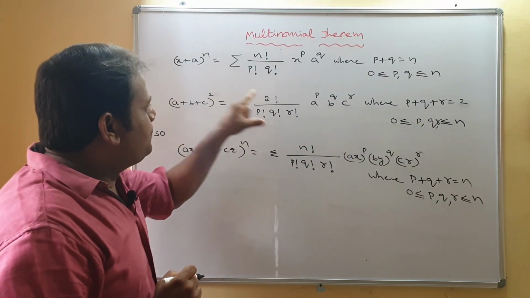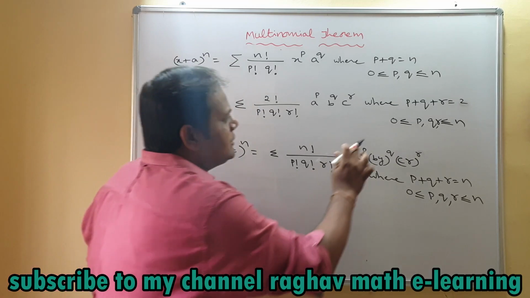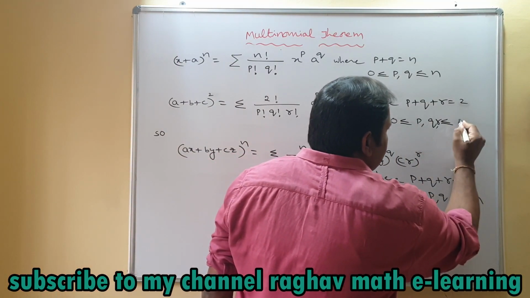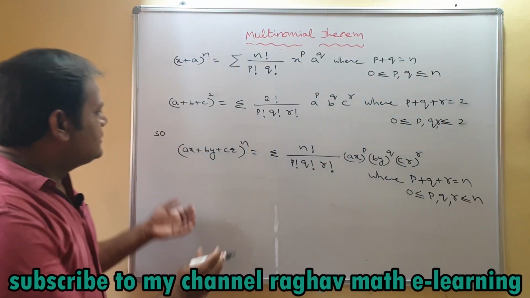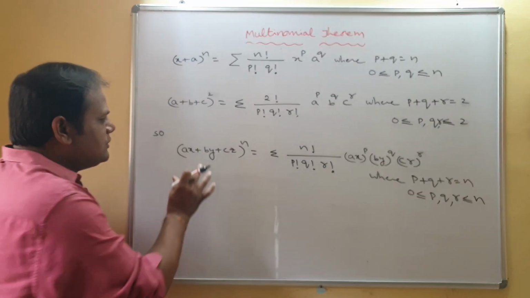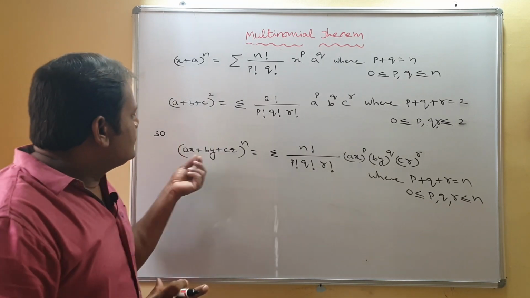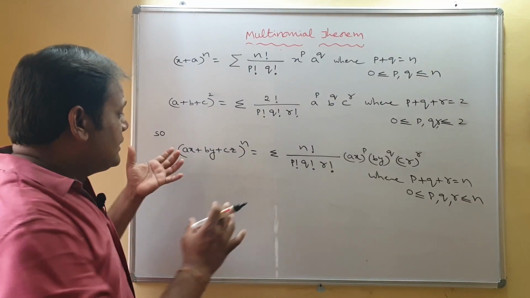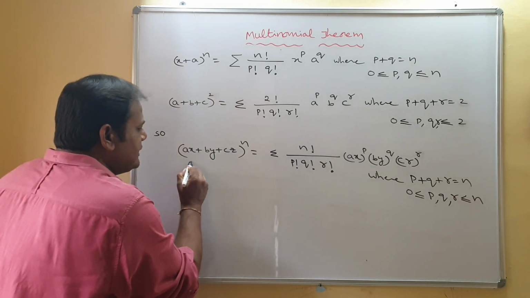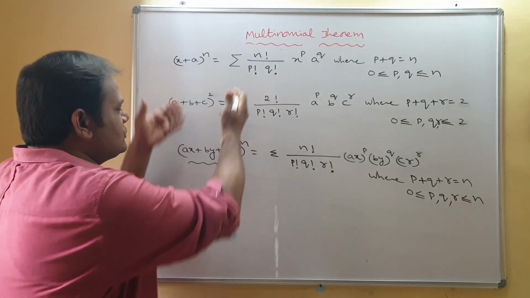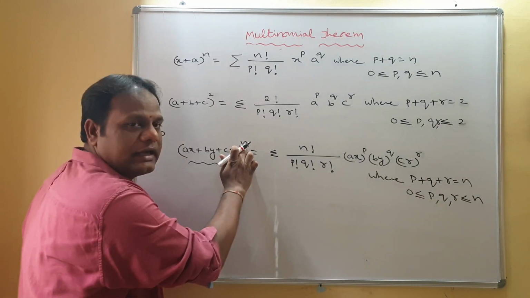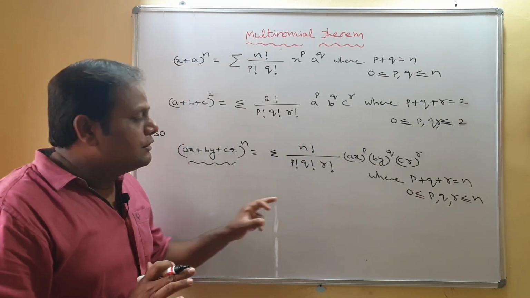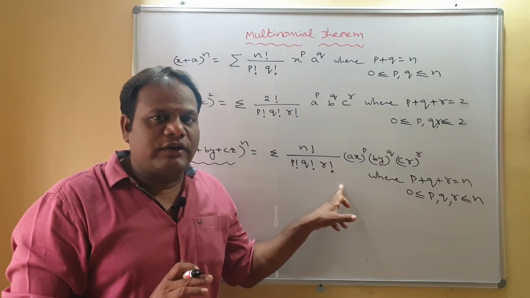And p, q, r values must be 0 less than or equal to p, q, r less than or equal to what? 2. Is it? So similarly, suppose the expansion is (ax + by + cz) whole power n, then here you see that it is a trinomial, right? So same story. What is the power? n. So n factorial. How many terms are there in this? 3. So p factorial, q factorial, r factorial.